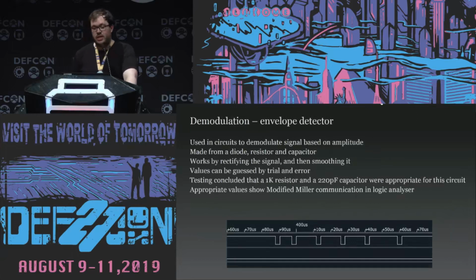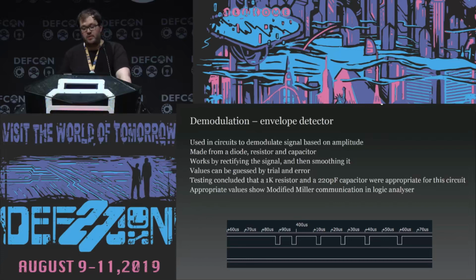I then need to demodulate this, so I basically made an envelope detector. Now these are traditionally used in AM radios and that kind of technology. Can be made from a diode, a resistor and a capacitor. This will rectify the signal and then basically smooth it in order to get the actual signal that's trying to be transmitted. Basically, instead of having the AM wave as it was.